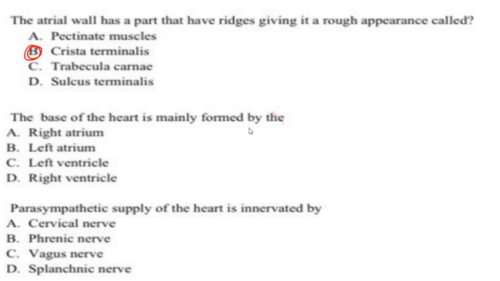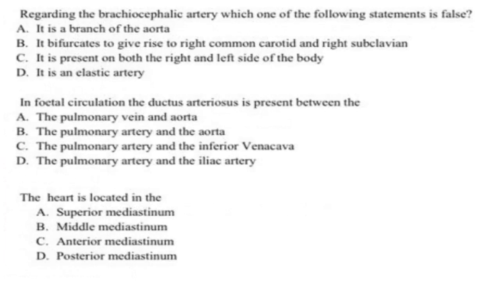The base of the heart is mainly formed by the what? We need to understand that we have the base and also the apex. When you talk of the base of the heart, which is found superiorly, it is mostly made up of the left atrium. And then the apex, you need to expect the left ventricle. The parasympathetic supply of the heart is innervated by the, so the answer here is just the vagus nerve. Okay, let's move on and look at the next one.